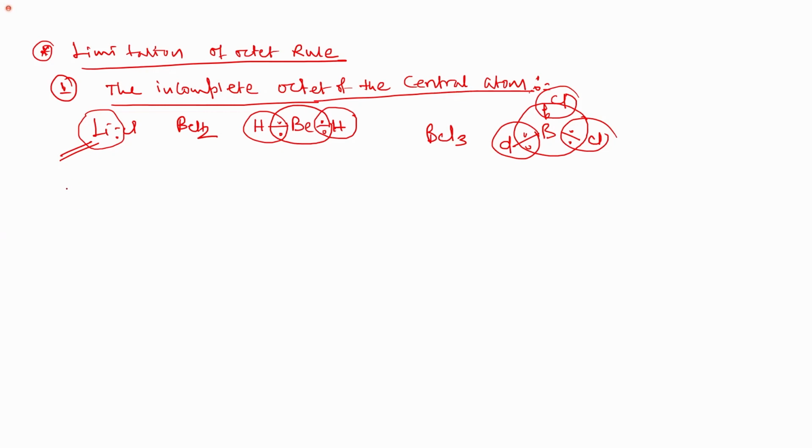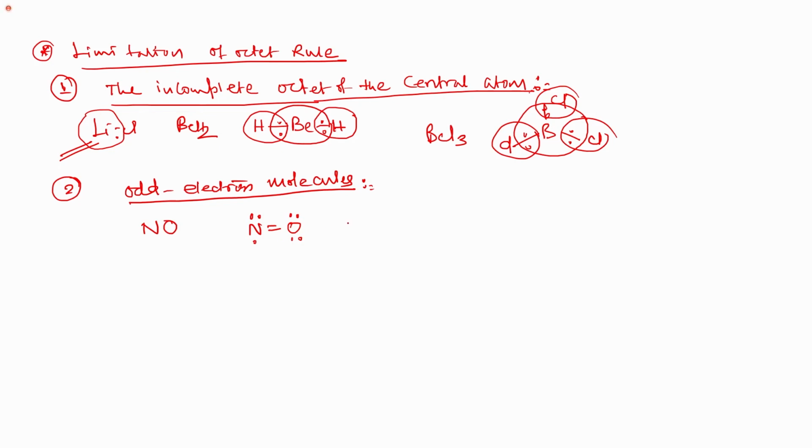So another limitation of the octet rule is the odd electron molecules. Odd electron molecules. If you see some example, suppose NO. The structure is N double bond O here. Nitrogen has 3 lone pair electrons, and oxygen has 4 lone pair electrons. So 2 lone pairs are there.